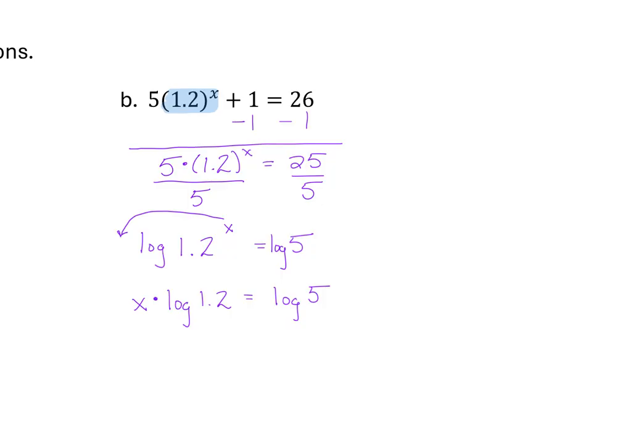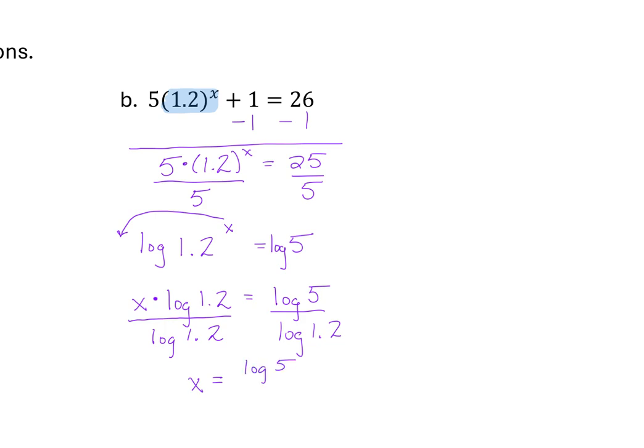Again, remember, don't worry so much about what log of 1.2 is. It is just a number. And what we have here is x times a number equals another number. Just like we did in our previous example, to get x by itself, we need to divide by that number. So we're going to divide both sides by log of 1.2. And this is now a calculator problem. So this is the exact answer.